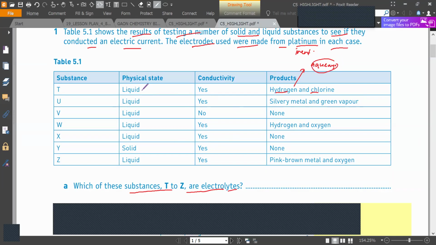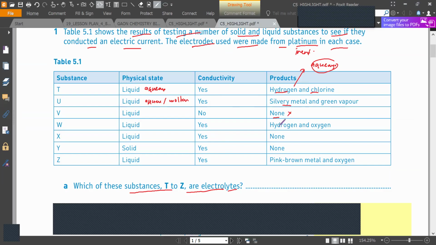So this liquid is a solution, aqueous. And then silvery metal and green vapor. If we see this, it's very possible, at this moment we can say it could be aqueous or molten. Both possible. Okay, next. This one, nothing. So this one we cannot conclude yet.